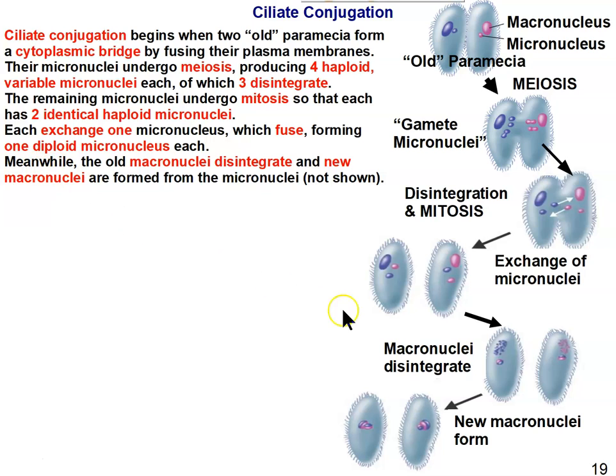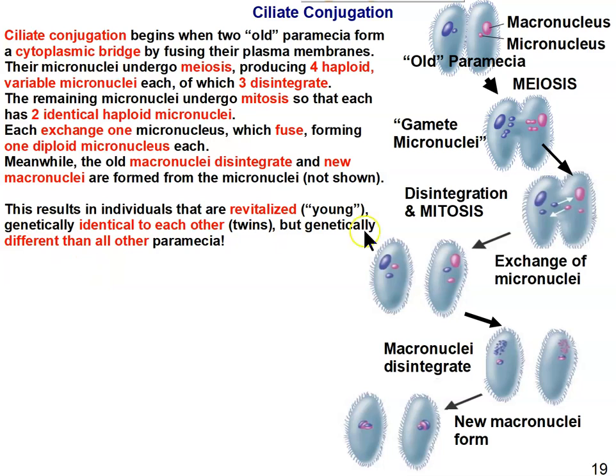In the meantime, as you can see here in the diagram, the macronucleus disintegrates. So the macronucleus is the one that had damaged genes, and is the whole reason that these 2 individuals needed to conjugate in order to repair those genes. The result of this process is that it revitalizes the cells. Basically, they become young again.